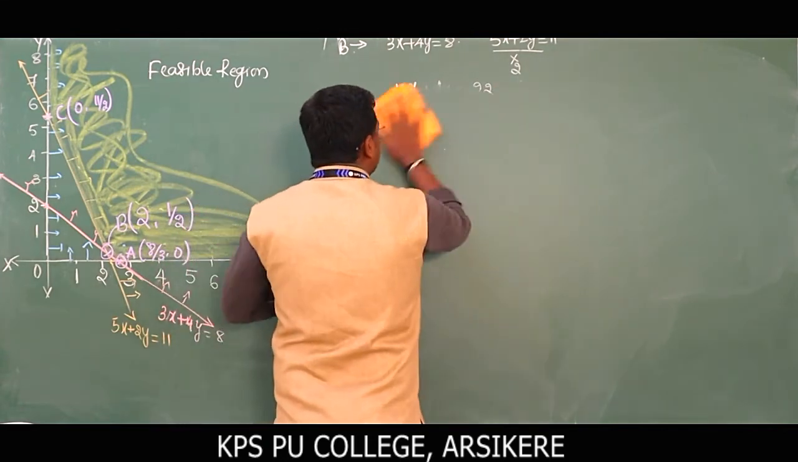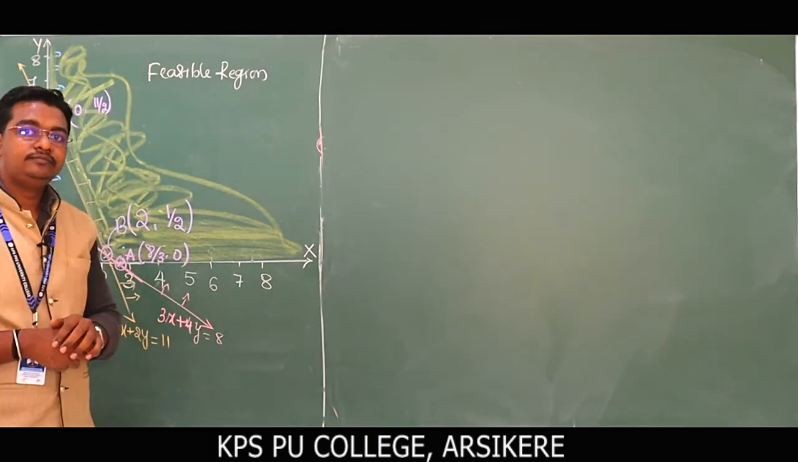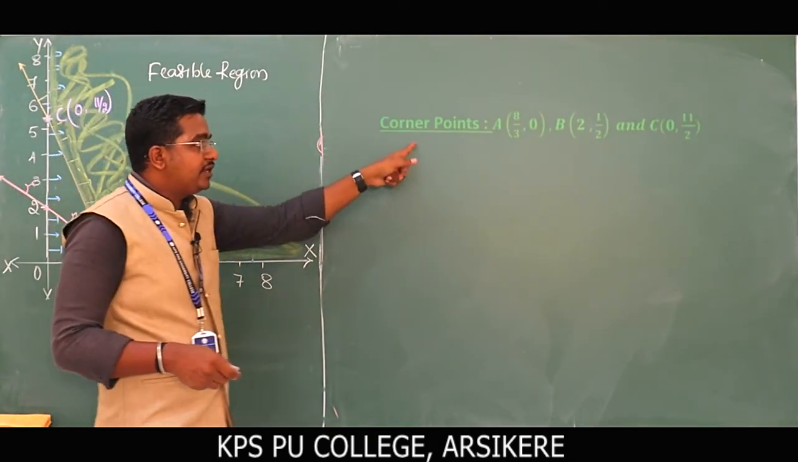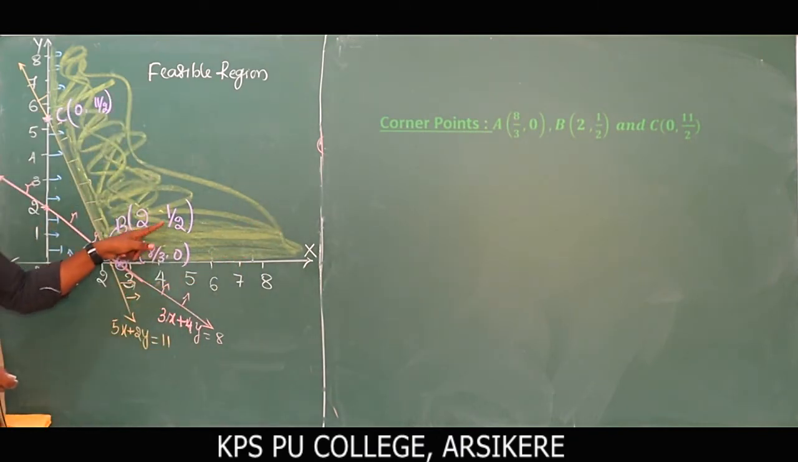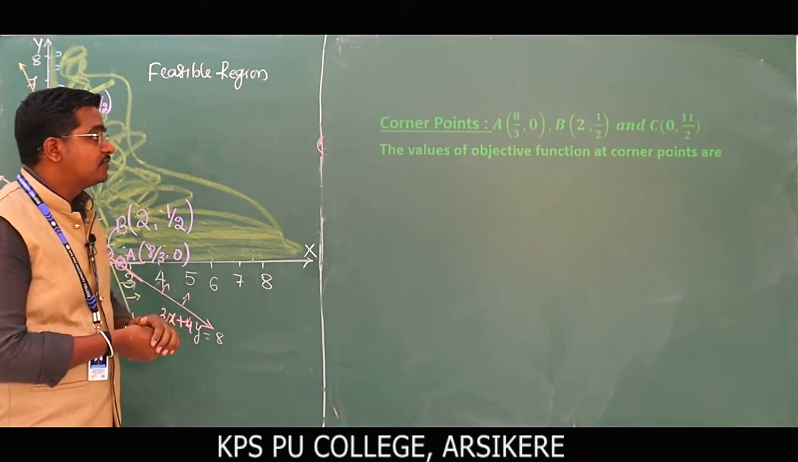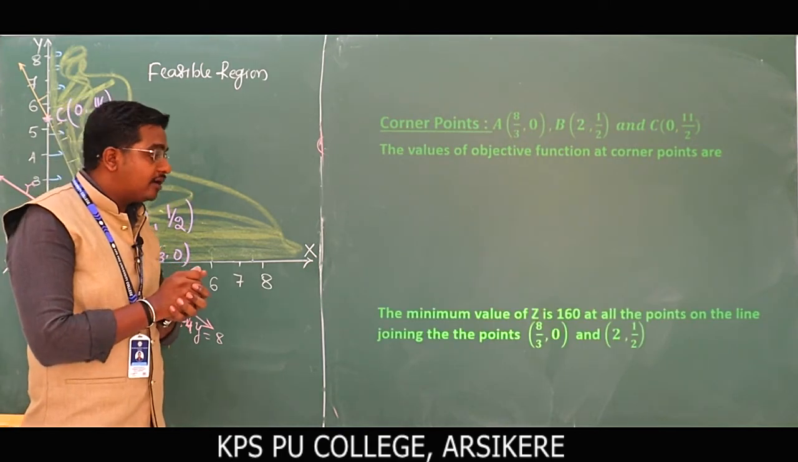Now we need to find the value of the objective function at each corner point. Next slide. Now the corner points are A of 8 by 3 comma 0, B of 2 comma 1 divided by 2, and C of 0 comma 11 divided by 2. Then the values of the objective function at the corner points are next.